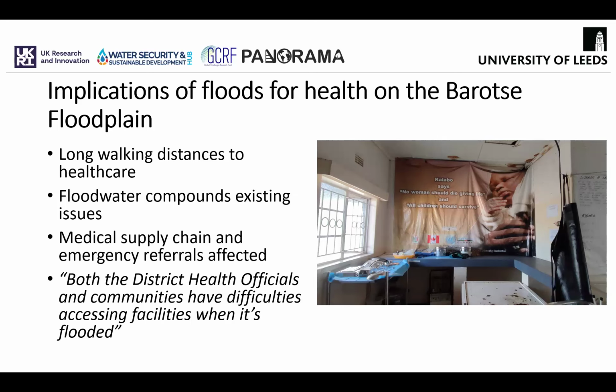And the health officials have also experienced issues in maintaining medical supply chains and making emergency referrals. And for them, I don't know if you can see it on the slide, there's a slide here that says, no woman should die giving life, because at the minute in this region, they want to completely eradicate maternal mortalities. And unfortunately, they're remaining high because of the floodwaters, because they can't get access to the women and the women can't reach them.